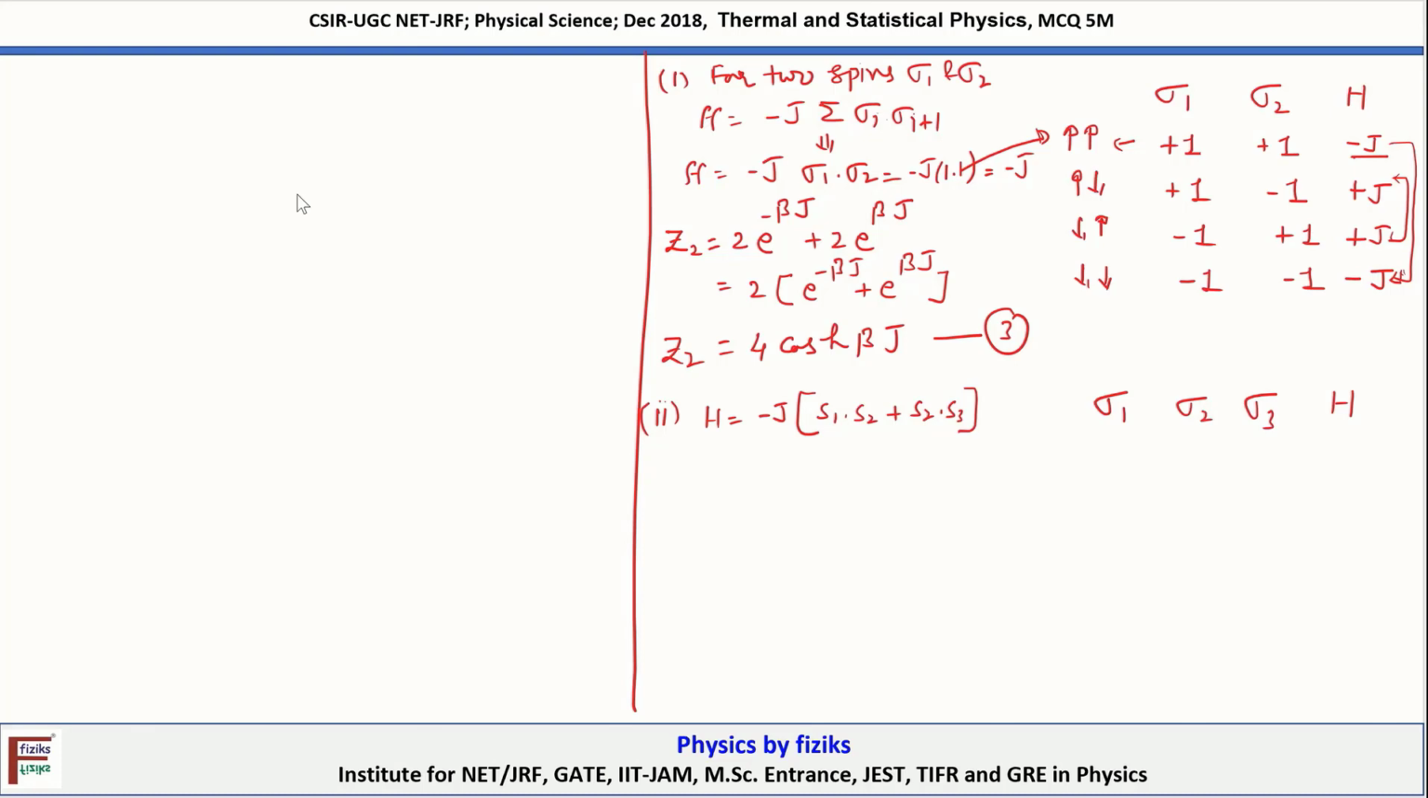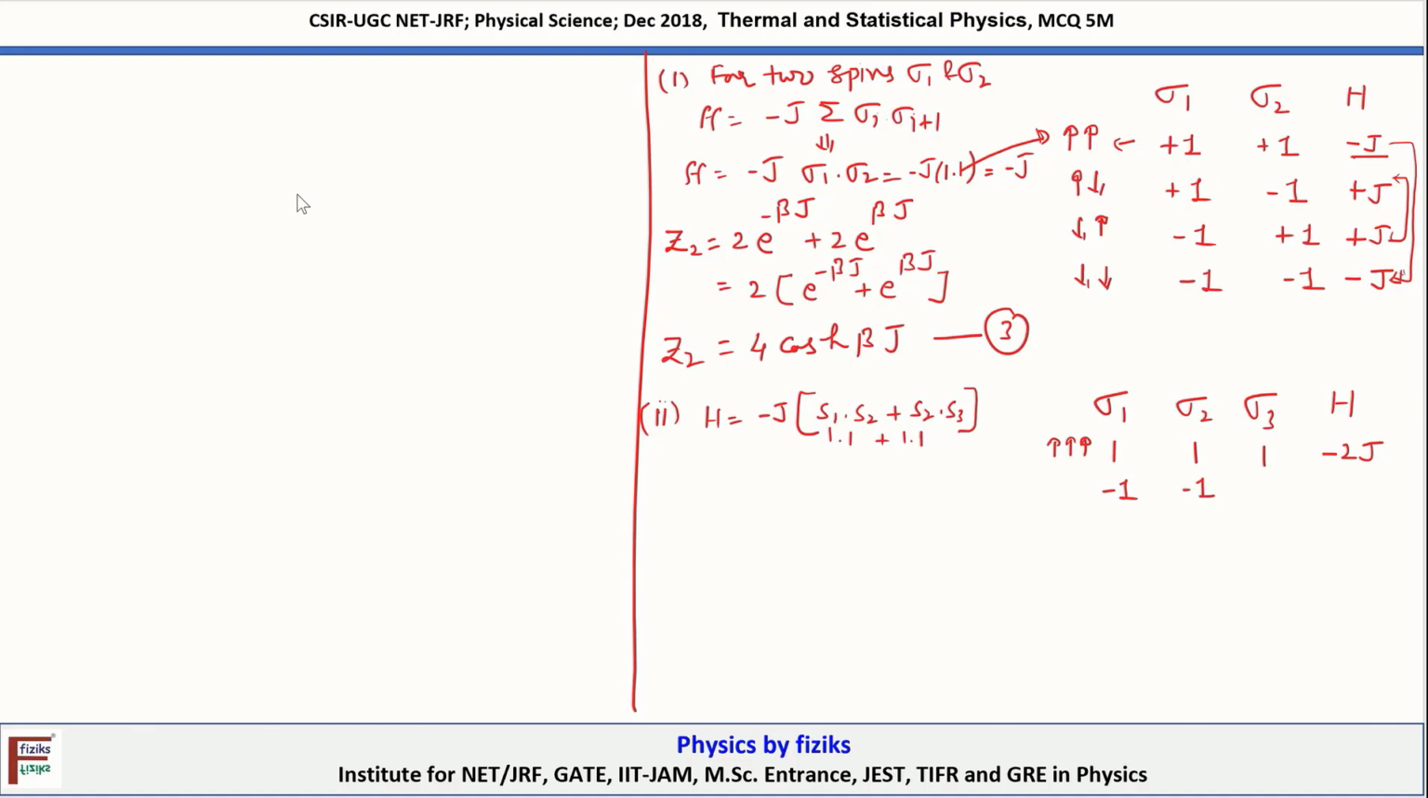Okay, the possibilities of the various spin alignments: the first is 1, 1 and 1. That means all the 3 spins are pointing in the upward direction. So the corresponding interaction will be: 1 into 1 plus 1 into 1, that will be 2, 2 times -J, so -2J for the first case. I'm not going to work out all the energies, but I will write them directly, so you can check it yourself.